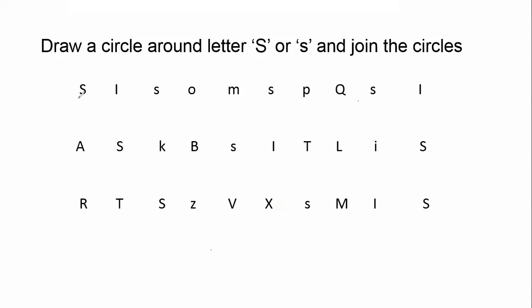So draw a circle, identify it. It's an identification activity. Identify letter S, capital or small s. And when you identify it, draw a circle around S and say its sound as well. So it's a fun activity for them. So I have identified one. So it is letter S and it sounds sss. And after drawing circles, we need to join all these S. Okay, like this. I am doing some here.